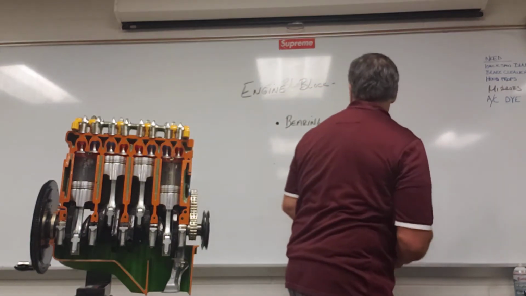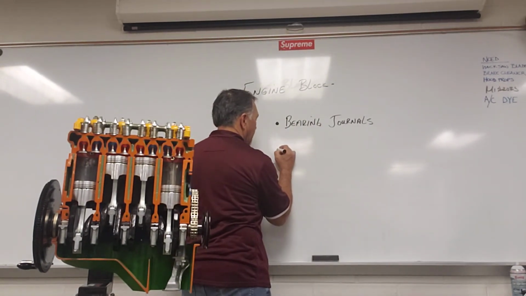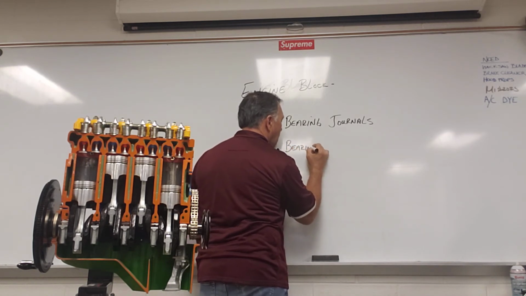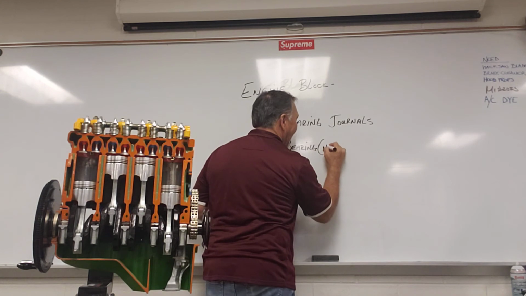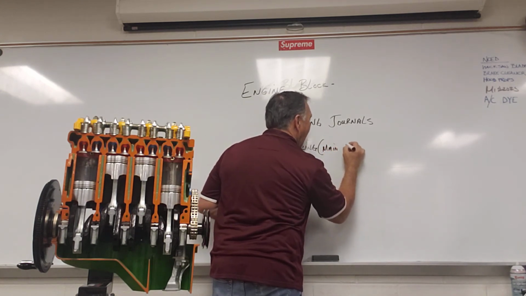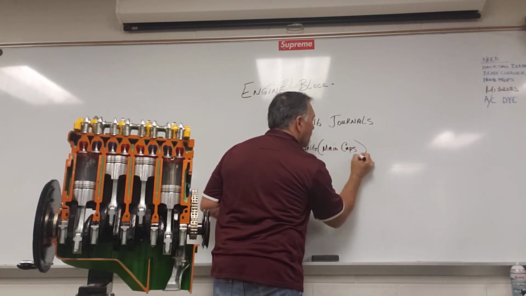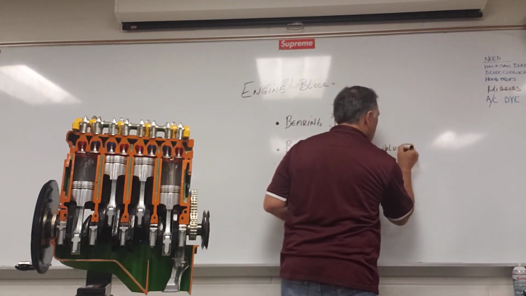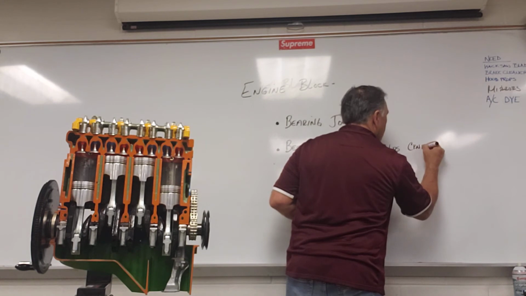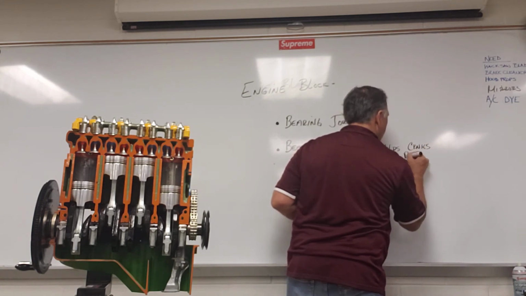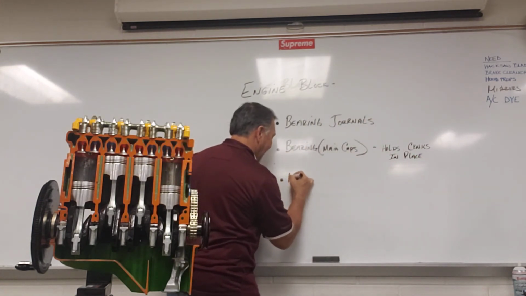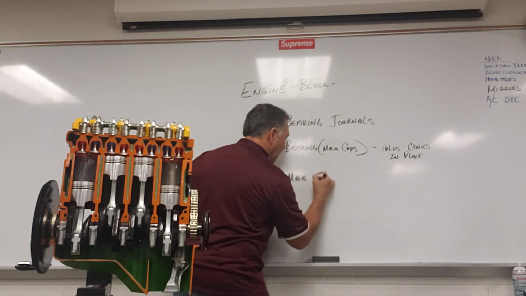So we have bearing journals, bearing or main caps. Main caps, that is the component that holds the crankshaft in place. And then you have main bearings.